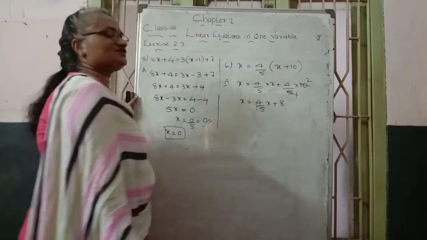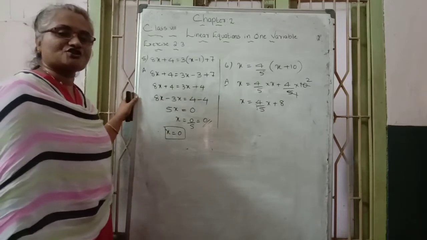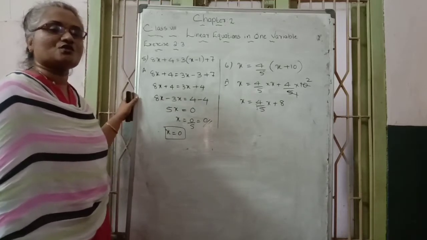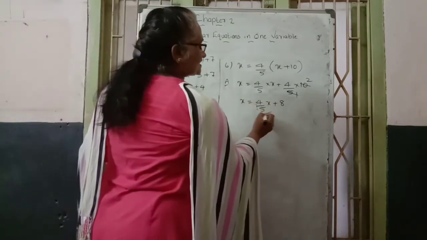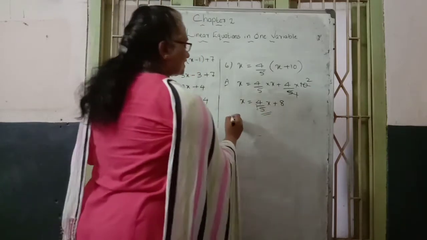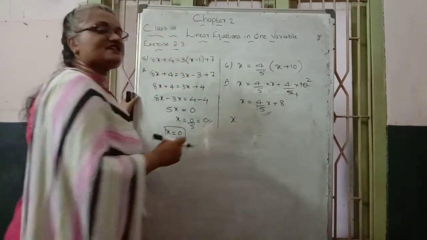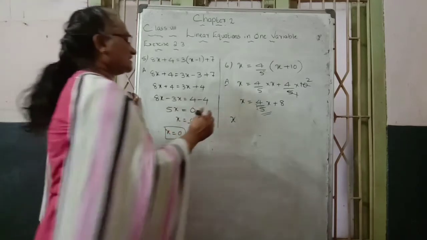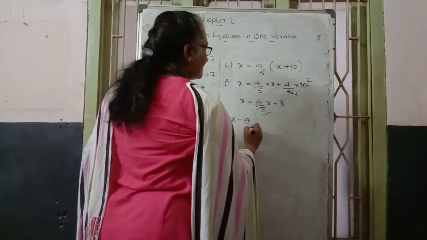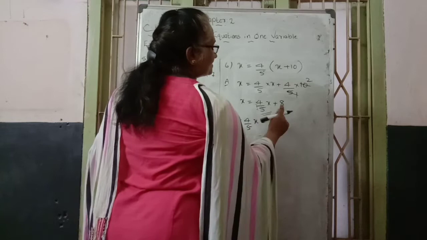Next procedure: bring the x term to one side and send the constant term to the opposite side. Here, this is our x term. Bring that one to the left side: plus 4 by 5 x brought to the left side changes to minus 4 by 5 x, is equal to, on the right side, which number?